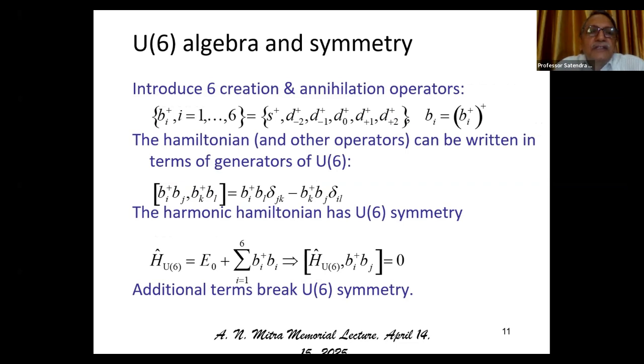U6 algebra and symmetry. There are 6 creation and 6 annihilation operators as shown here. The Hamiltonian and other operators can be written in terms of the generators of U6. The harmonic Hamiltonian has U6 symmetry as shown here, and it has an additional term breaking U6 symmetry. Next slide, please.